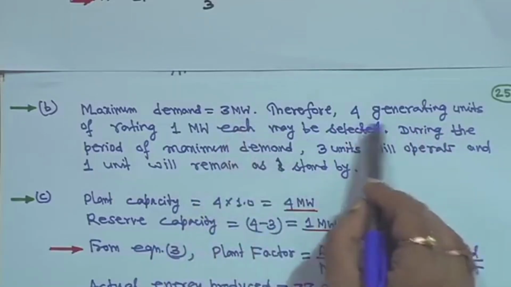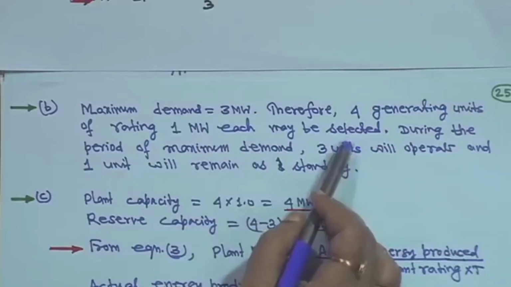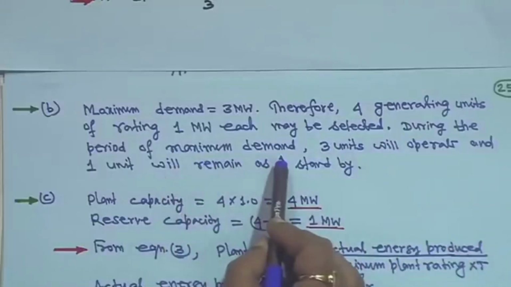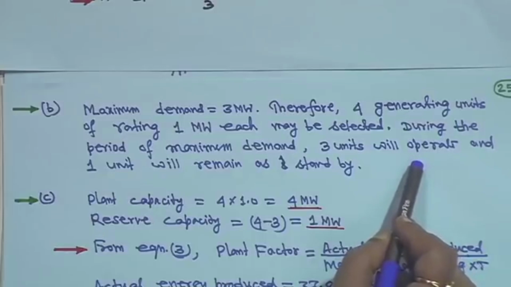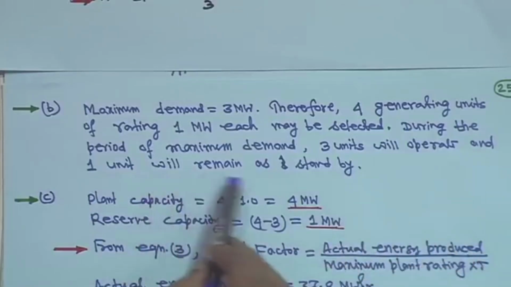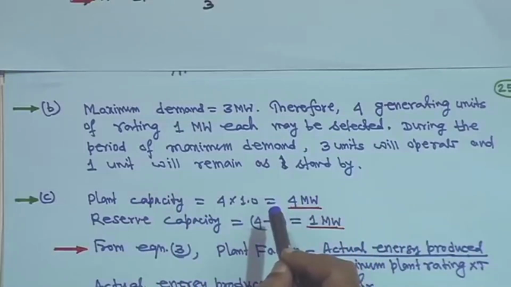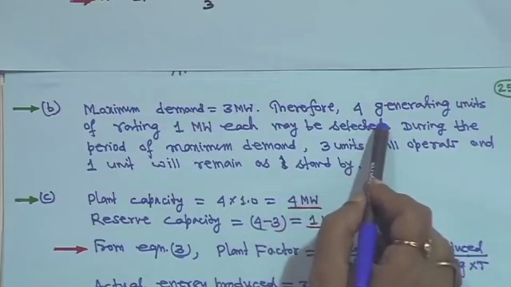Therefore, if we choose 4 generating units, a rating of 1 megawatt each may be selected. Suppose we are taking 4 generating units and each one has a rating of 1 megawatt. Therefore, during the period of maximum demand, 3 units will operate at full load, because of the 1 megawatt rating, and 1 unit will remain as standby. By chance, if 1 unit goes off, another unit may be switched on. So, for reliability purposes, 4 generating units are considered.